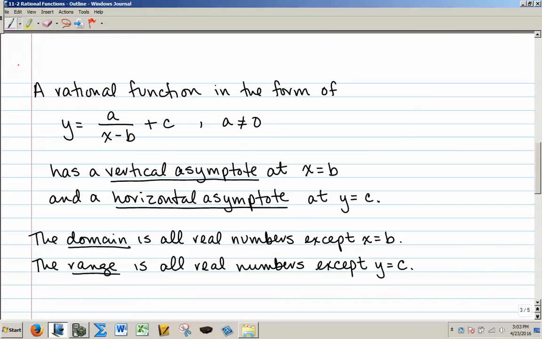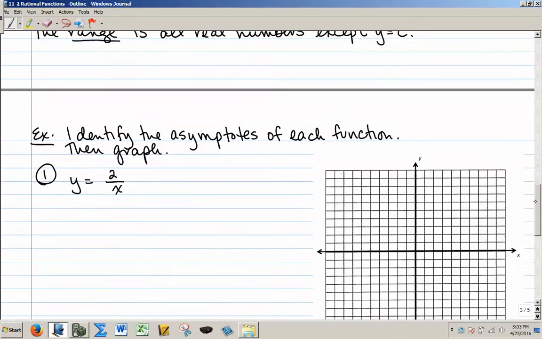Let me go ahead and draw. There'll be a vertical asymptote, a line like this, at the line x equals whatever the value of b is. This function will also have a horizontal asymptote, a line going like this at y equals c. Whatever c is, that's going to be the equation of that horizontal line. The domain of this function is all real numbers except for x equal to b, and the range is all real numbers except y equals c. Let's take a look at a couple examples and graph these.